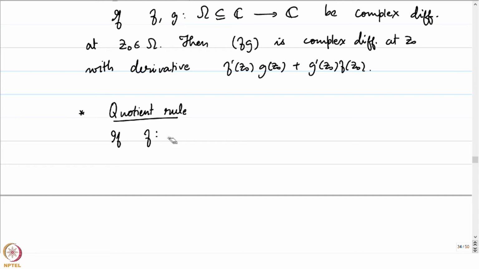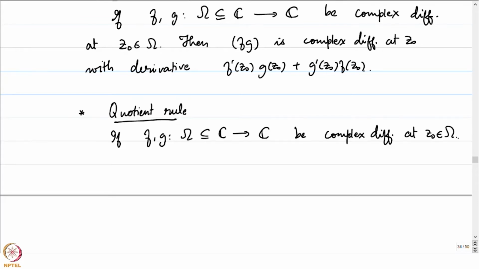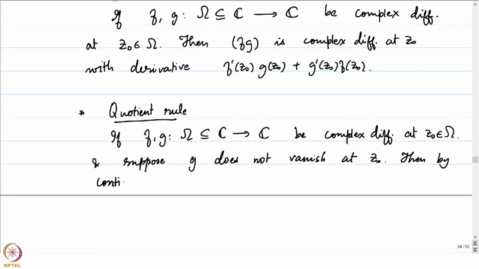If both f and g from omega contained in C to complex numbers are complex differentiable at a point z naught in omega. Suppose both f and g are complex differentiable at z naught, and suppose g does not vanish at z naught, then by continuity of g, g does not vanish in a neighborhood D of z naught, right?